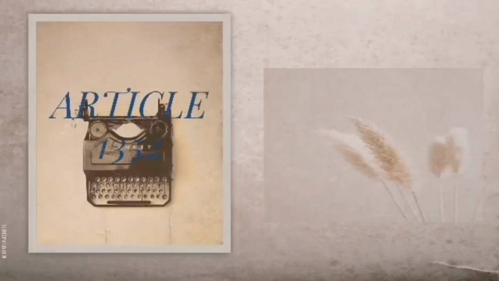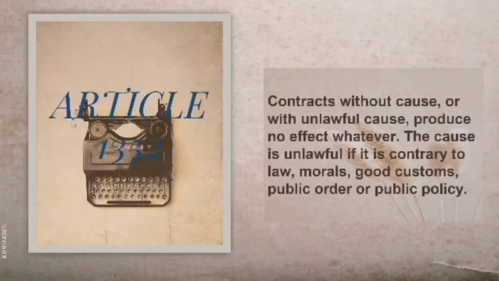So now let's go to Article 1352. Contracts without cause or with unlawful cause produce no effect whatever. The cause is unlawful if it's contrary to law, morals, good custom, public order, or public policy. So according to Article 1352, without a cause, the contract is void, so it would produce no effect. And also if the cause is illegal, your contract is also void.